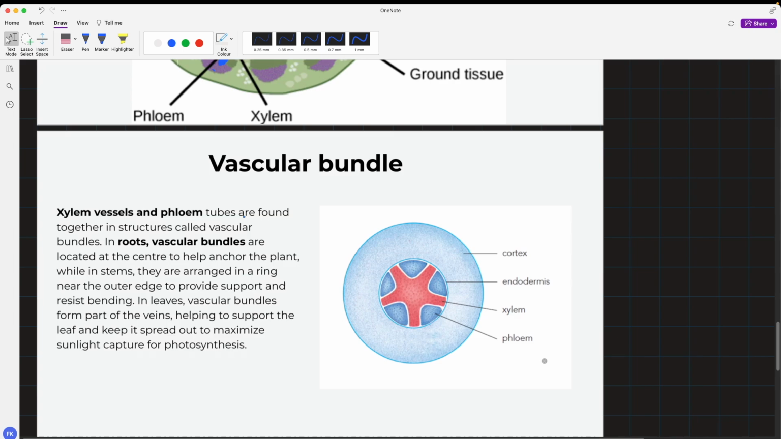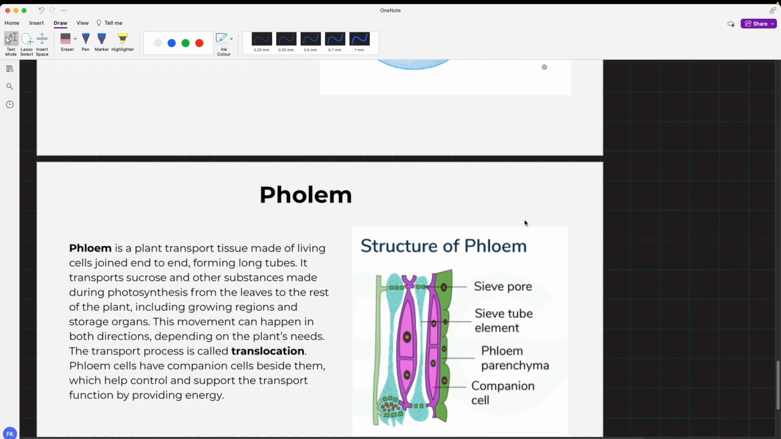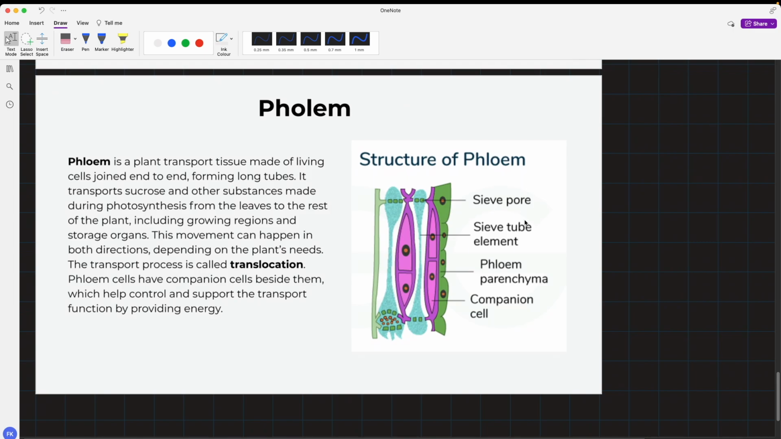This provides support and resists bending. In the leaf, the vascular bundle forms part of a vein, helping to support the leaf and keep it spread out to maximize sunlight capture for photosynthesis. This red part is the xylem over here. These reds are the xylem. These are the phloem. This is the cortex, or root cortex. Now let's look at the structure of phloem.